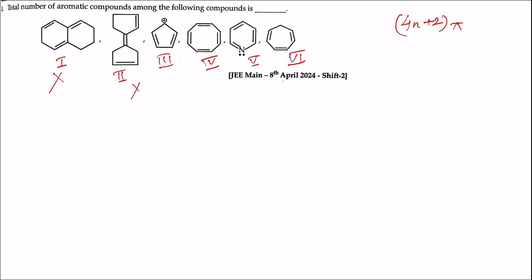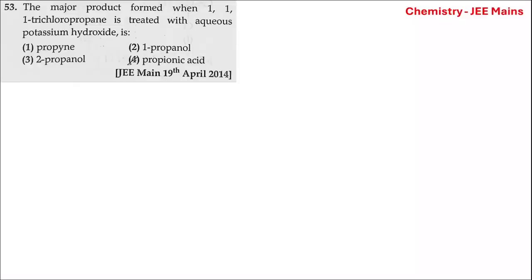Similarly, this is also not aromatic because it does not have 4n plus 2 pi electrons. This is also not aromatic. This also does not follow the 4n plus 2 pi electron rule. Now among 5 and 6, compound 5 is aromatic because it has a delocalized pi electron system, it is planar and follows the 4n plus 2 pi electron rule. Compound 6 does not have a delocalized pi electron system, so this is also not aromatic. So how many aromatic compounds are there among the following? Only 1.